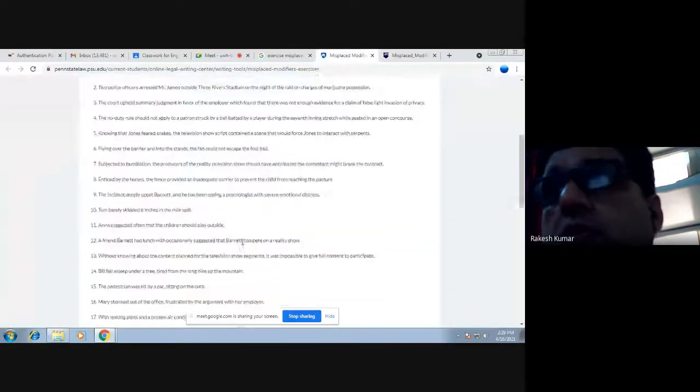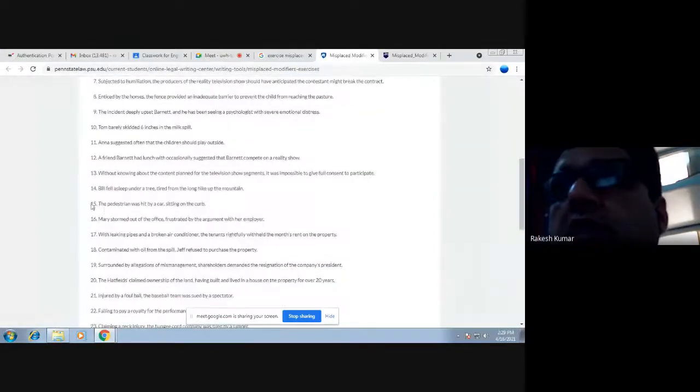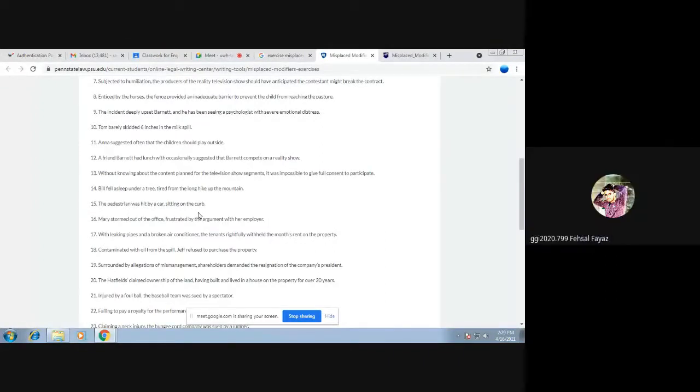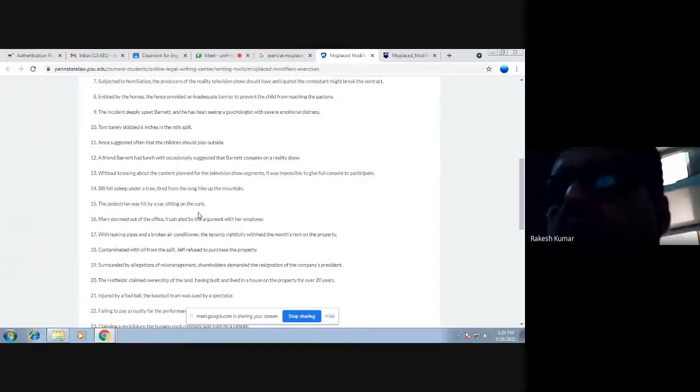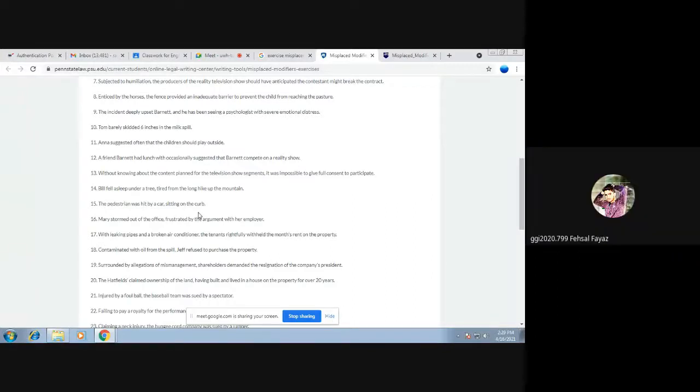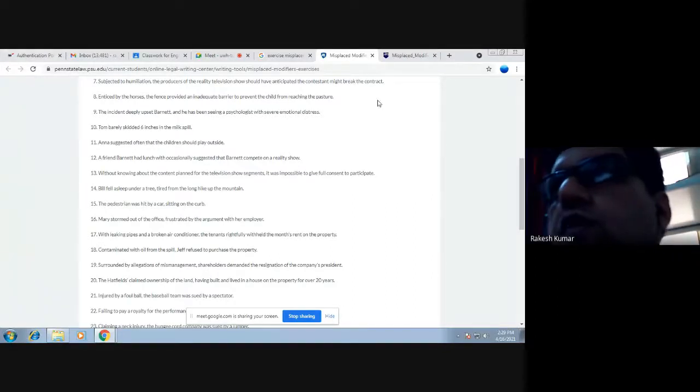Let's see something more. Okay, 15th. The pedestrian was hit by a car sitting on the curb. Can anyone correct it? The pedestrian sitting on the curb was hit by a car. Yes, hit by a car. Okay, very good.